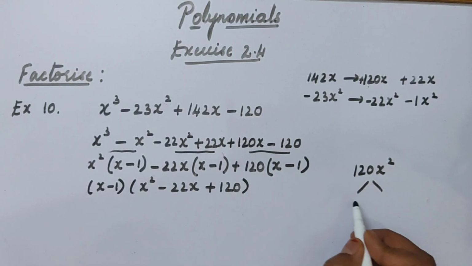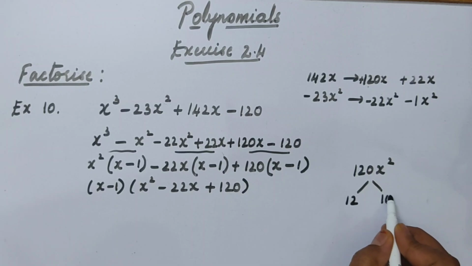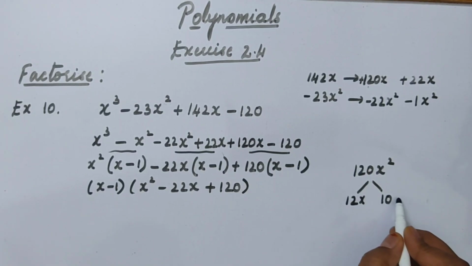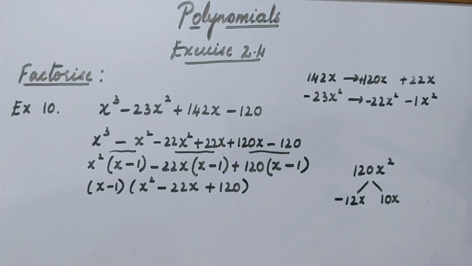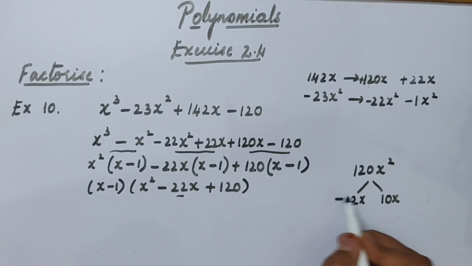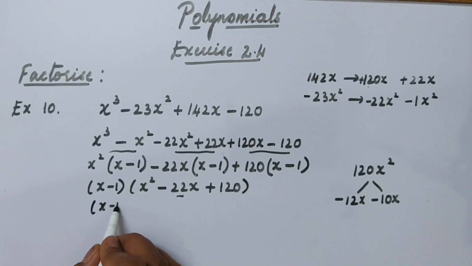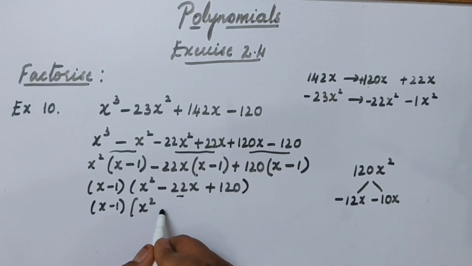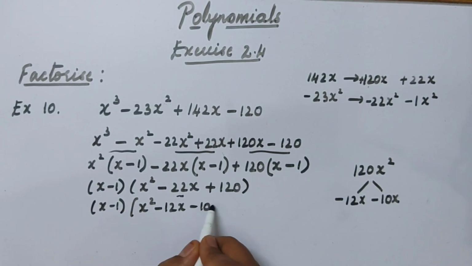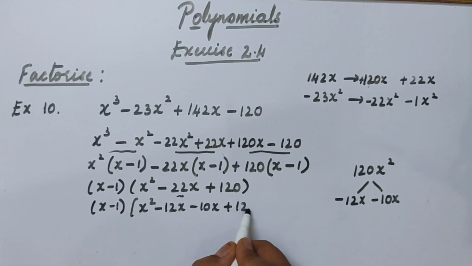That is 12 tens are 120. X I will split on both sides, the middle sign is minus. Okay, to get 22 I need to add these both. 22 I have to get, right? So I have to add these both. Add means I have to repeat the same sign. Now this is x minus 1 and this one is x square. Middle term splitting, I am going to get minus 12x minus 10x plus 120.